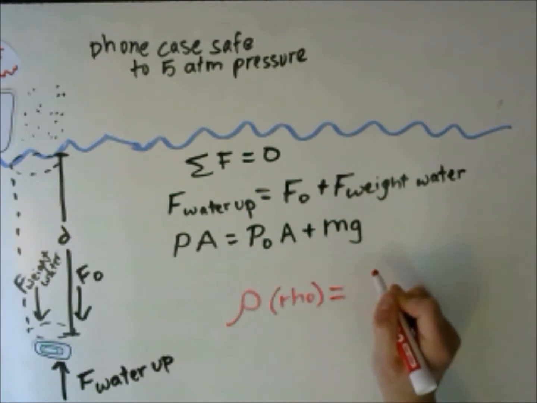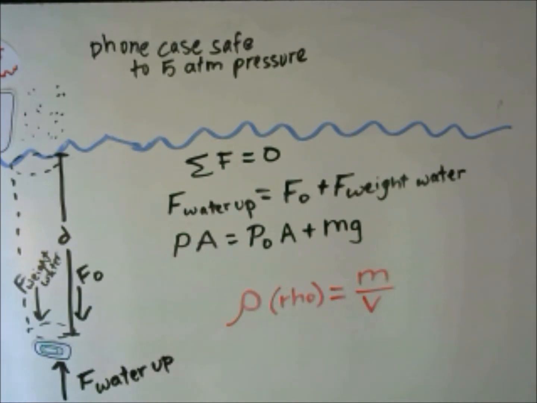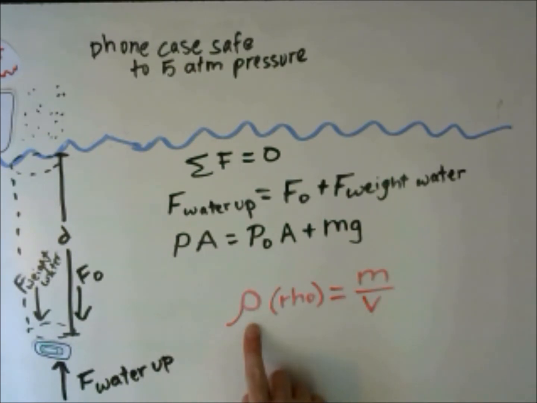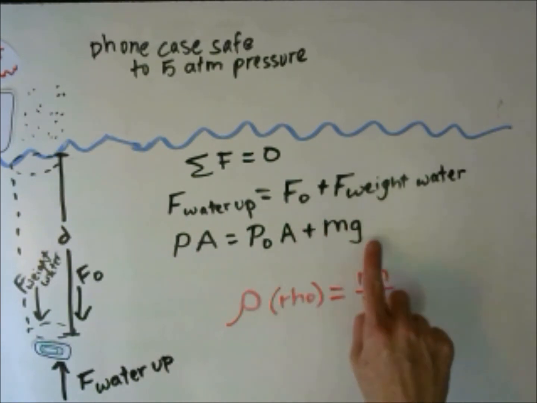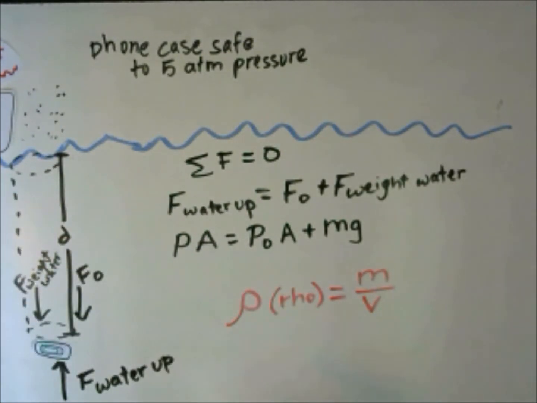And density is equal to the mass of something divided by its volume. So the mass of the water is going to equal the density of seawater times the volume that we're talking about. We're looking at this mass right here, so that's going to be this volume here. So we can rewrite density as density times volume equals mass. And now we're going to take this and plug it into our equation.